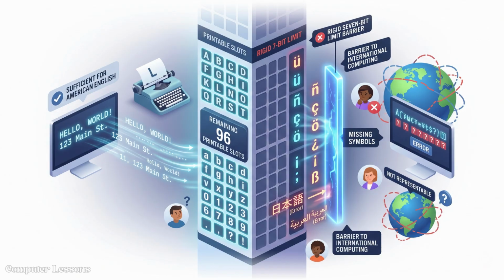The remaining 96 slots contain the printable characters, including the English alphabet, digits, and basic punctuation marks. This set was sufficient for American English, but lacked symbols required for other global languages. The rigid 7-bit limit created a significant barrier for the expansion of international computing.